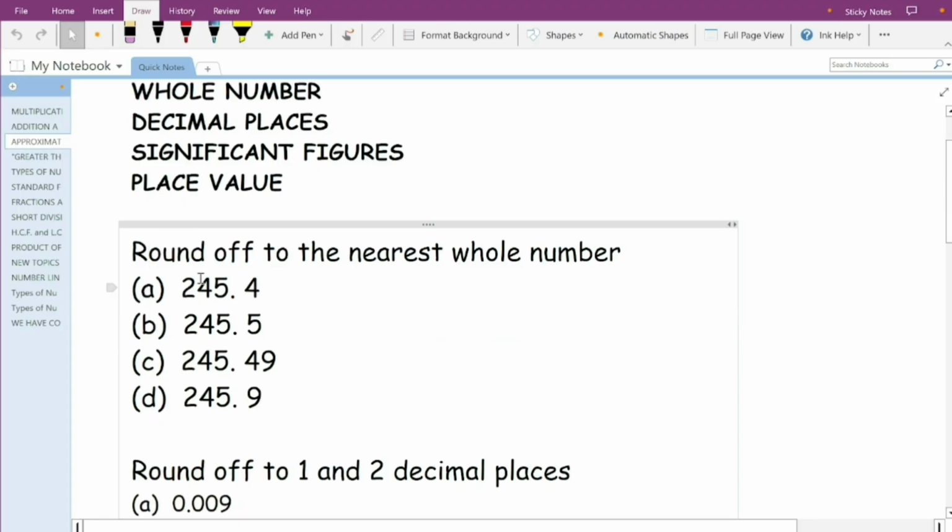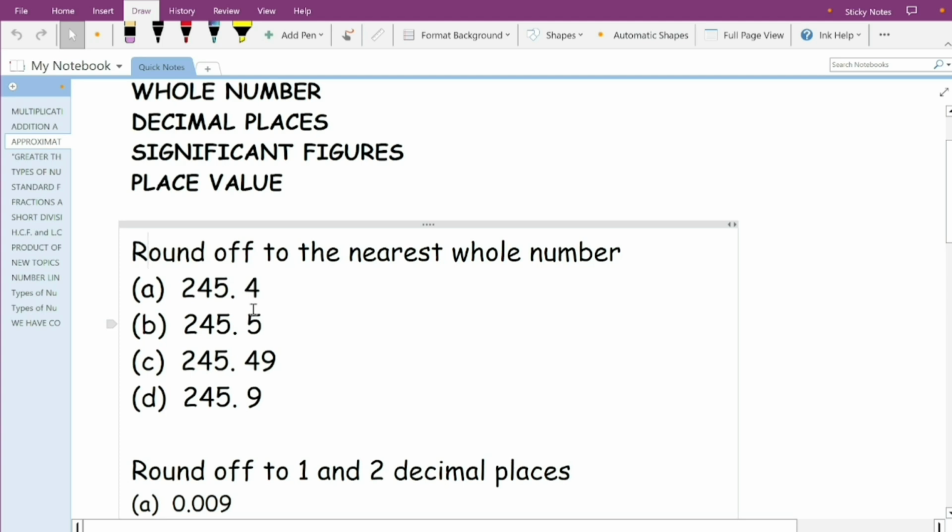Starting off with rounding off to the nearest whole number. That's rounding this to the nearest whole number. For you to round off to the nearest whole number, that means you have to have decimals, which means they want you to take off the decimal. Now for the first question, which is 245.4, round off to the nearest whole number. That means this 4 would have to disappear. So we have to get this 4 off.